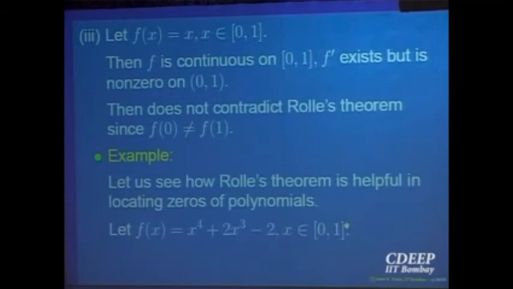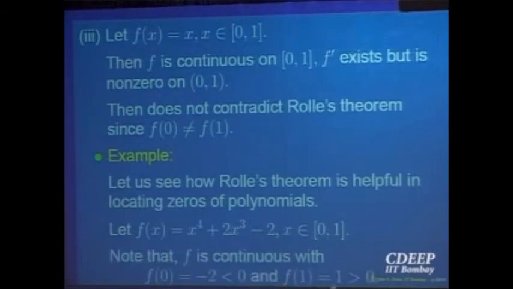For example, just to illustrate, let us look at the polynomial of degree 4, x to the power 4 plus 2x cube minus 2, in the interval 0 to 1. I want to know whether this polynomial has any root inside this interval or not. If yes, possibly how many. So let us look at the value at 0. The value at 0 is minus 2. The value at 1 you can compute and find is positive. So at 0 the value is minus 2. The value at 1 is 1, which is positive.